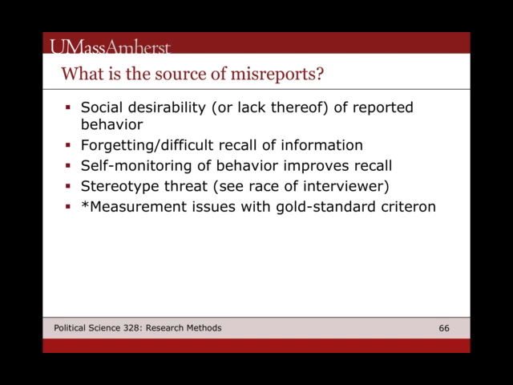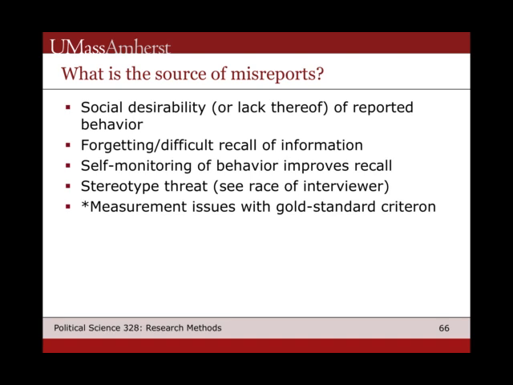It turns out higher self-monitors tend to be far better at accurate reports. Interestingly enough, at least in some cases, people who are more concerned with social desirability are less accurate with reports, particularly that's been shown with respect to voting turnout by a former student here at UMass. Stereotype threat can clearly cause misreports. So again, race of interviewer or gender of interviewer can cause people to say things they might not otherwise say, if you think about this as a contingent or conditional self-report.